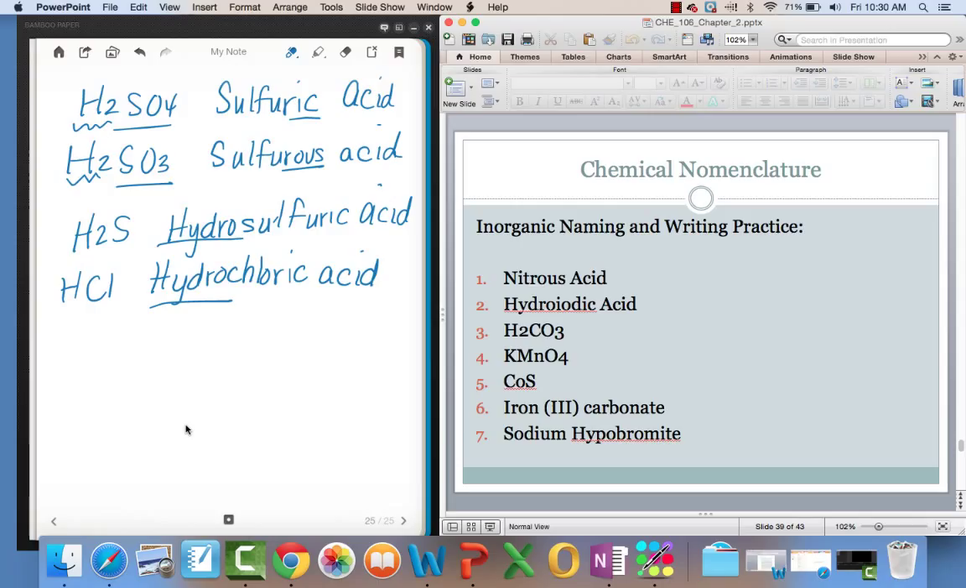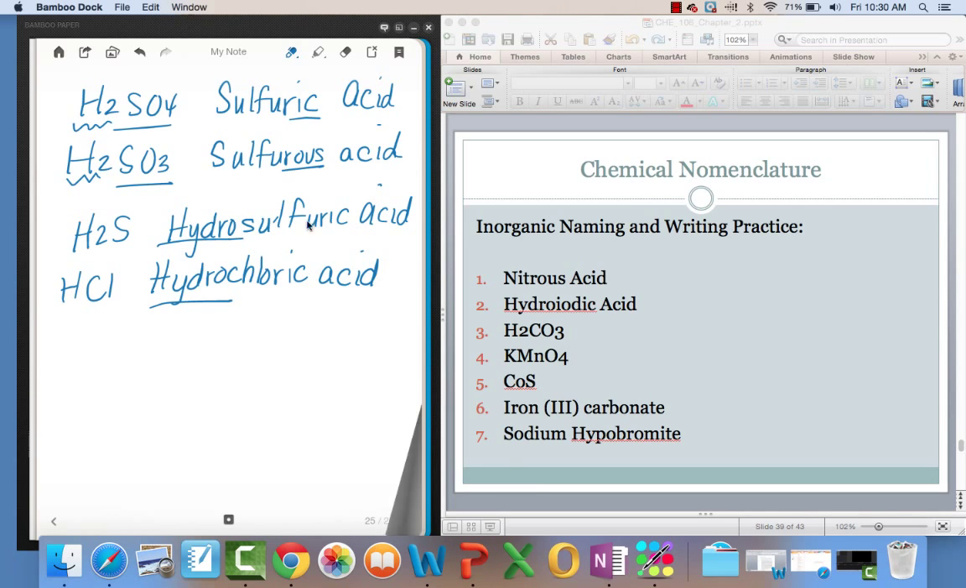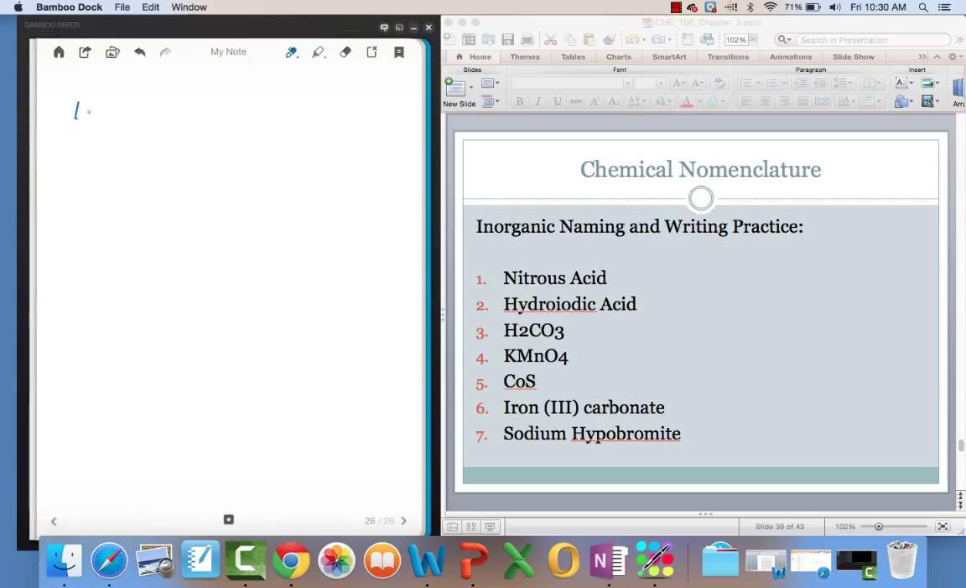All right, inorganic naming and writing practice. So let's review some of these. Let me get a new slide here. So number 1, nitrous acid. The us tells us that it came from ite, right? Atic itis. So this came from nitrite. So we know H is +1, and nitrite is NO2 -1. So a +1 and a -1, our formula is simply HNO2.